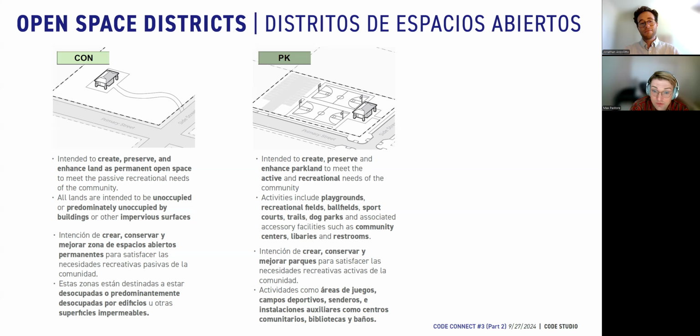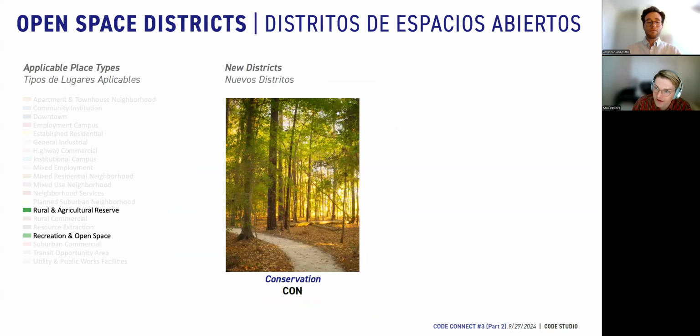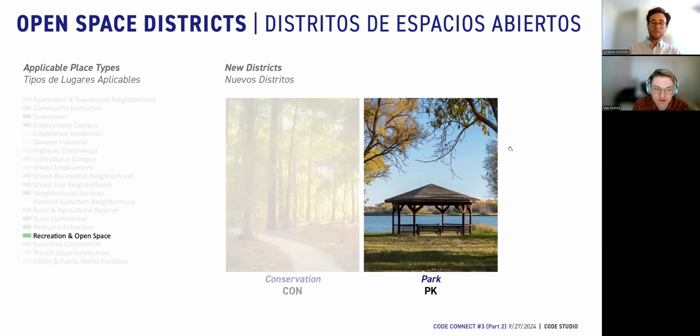And so park activities really could include playgrounds, recreational fields, ball fields, sport courts, trails, dog parks, and any sort of associated facilities that would be needed as part of that. So you can think of community centers, libraries, or restroom buildings. And in terms of the place types the districts implement, conservation is really implementing, no surprise, the rural and agricultural reserve place type, as well as the recreation and open space place type. And then park is almost exclusively implementing the recreation and open space place type.